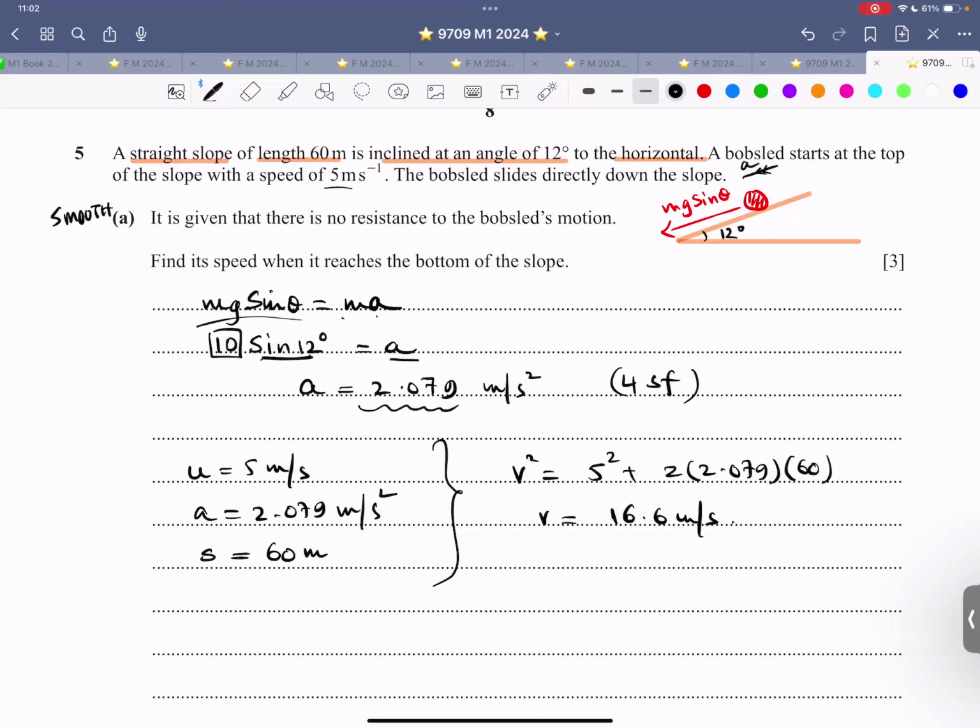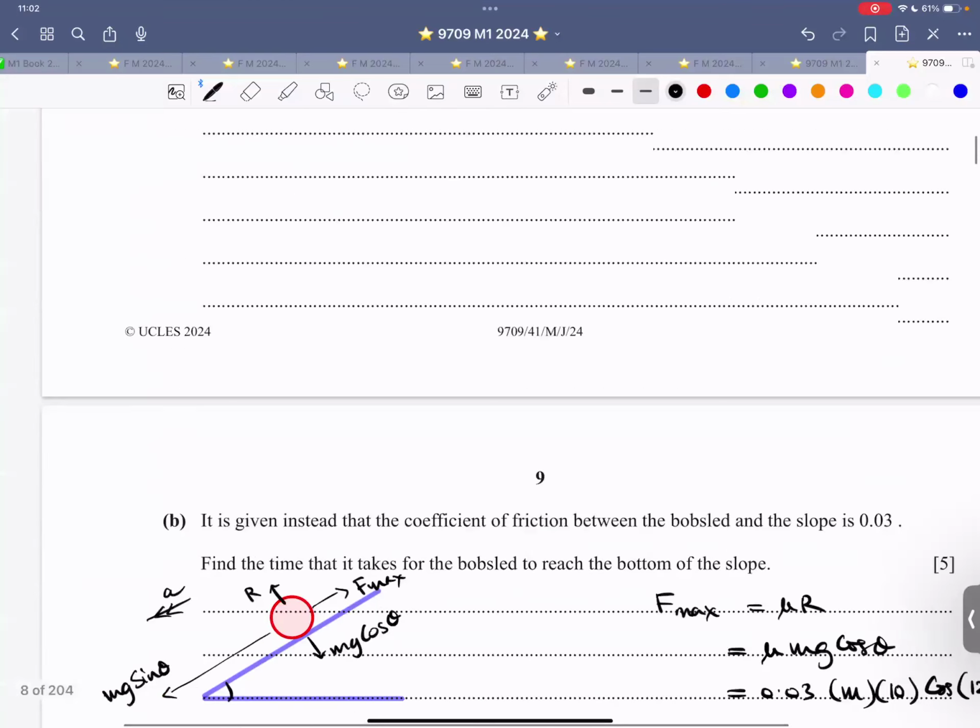Then the next part, find its speed when it reaches the bottom of the slope. Now it's basic kinematics. We have the initial velocity, we have the acceleration, we have the distance. V squared is u squared plus 2as. So this is the answer. This is given to 3 significant figures. A lot of space.